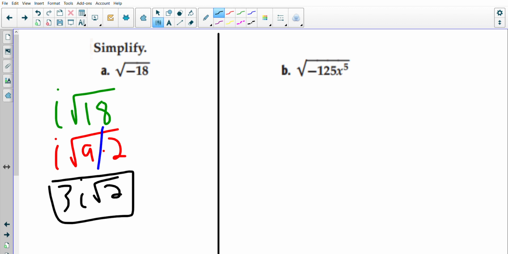Okay, and we're not going to look at this one, so ignore that one. So that's what we are looking at.